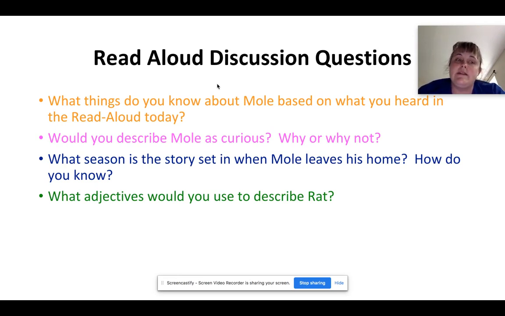Now, Rat seems to be pretty easygoing. He fell down, remember when he hit the bank and he fell on his back and he just laughed and carried on? He's pretty easygoing. He also seems friendly. That would be a good adjective, friendly, because even though he doesn't know Mole, he invites him on the boat with him to spend the day and even shares his picnic. So maybe he's giving. That would be a good adjective. What other adjectives would you use to describe Rat?